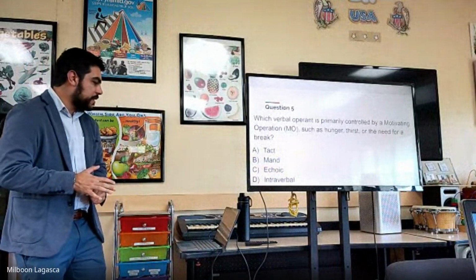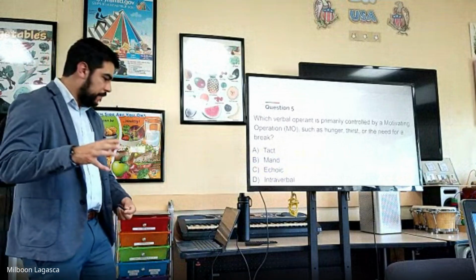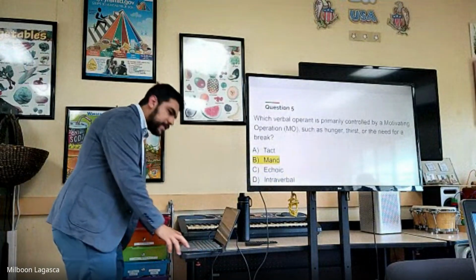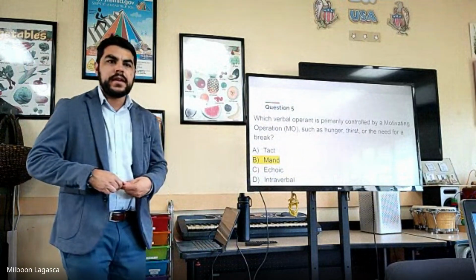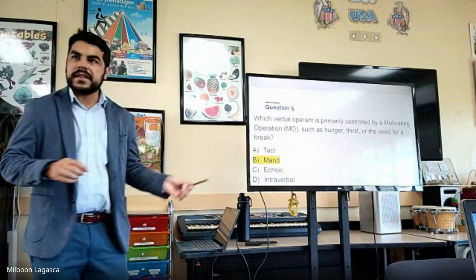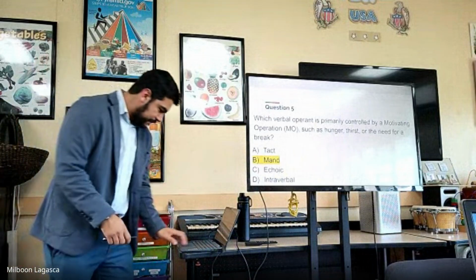Which verbal operand is primarily controlled by an MO, such as hunger, thirst, or need for a break? I'm hearing B all around, and it is right. Yes, demand. And in most verbal behavior programs, demand is the easiest to teach because you just wait for somebody to want something, and then you go from there.